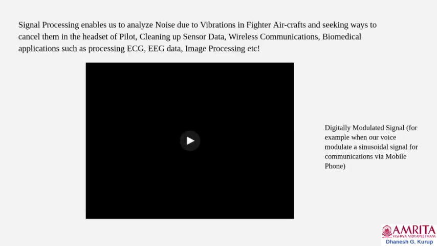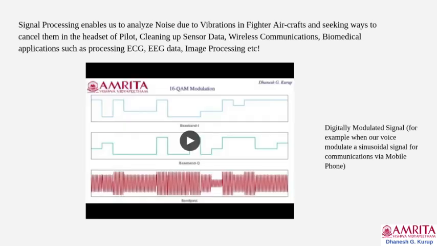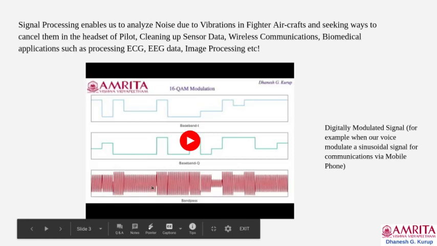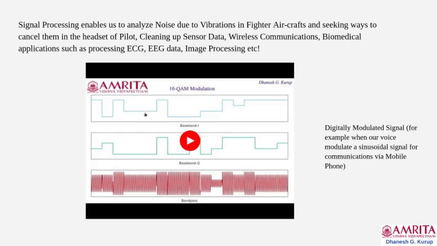This slide is about a digitally modulated signal. What is a digitally modulated signal? A high frequency carrier is there, as you can see, this sinusoid, which is very high frequency, and the amplitude and phase of the sinusoid is continuously changed according to the information. In this case, the information is a 16 QAM baseband signal.